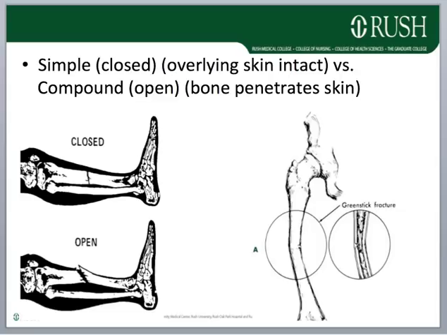Simple fractures, also called closed fractures, are when the bone is completely fractured across and the overlying skin is intact. In contrast, compound or open fractures are where the bone actually penetrates the skin. Now on the right you see the greenstick fracture, and that's an incomplete fracture, so the bone is incompletely fractured.